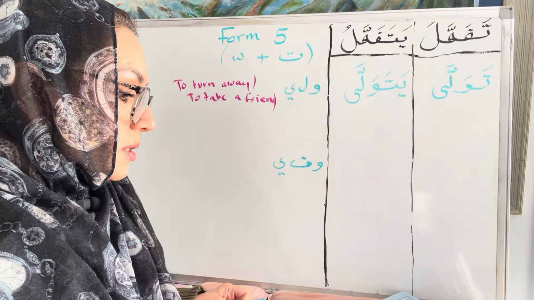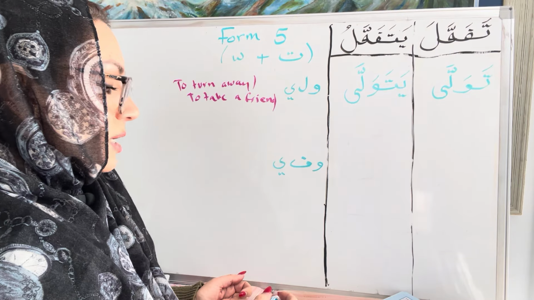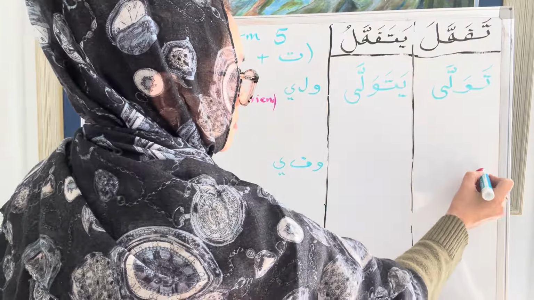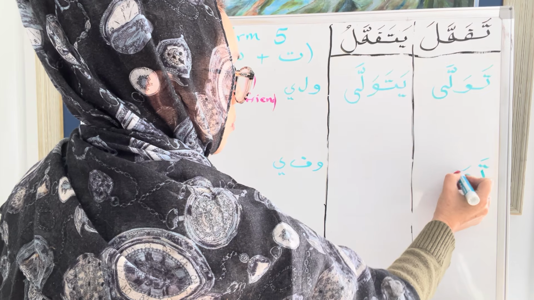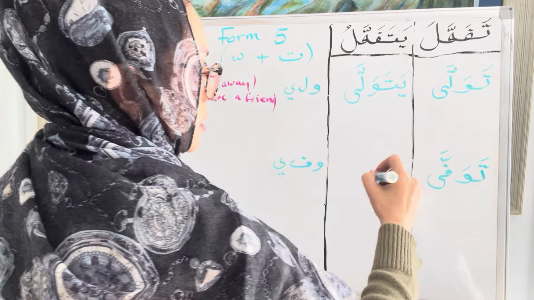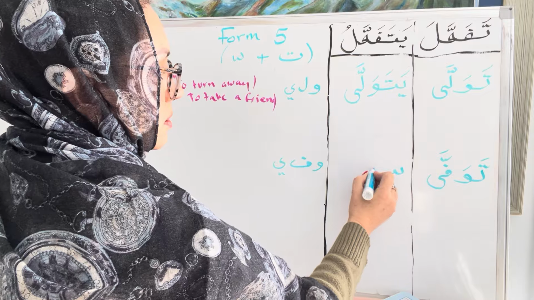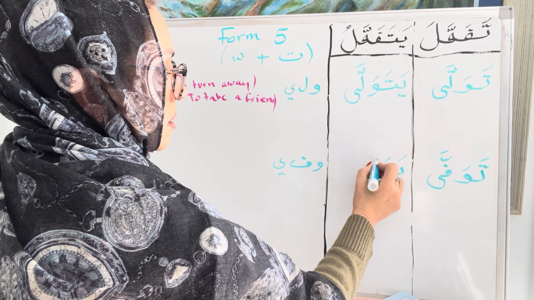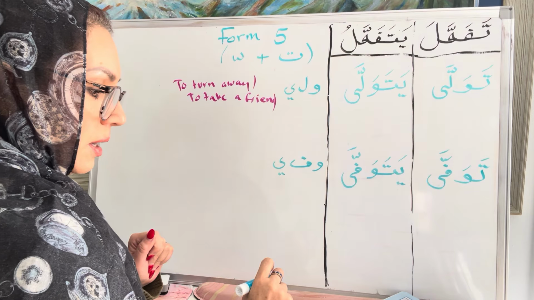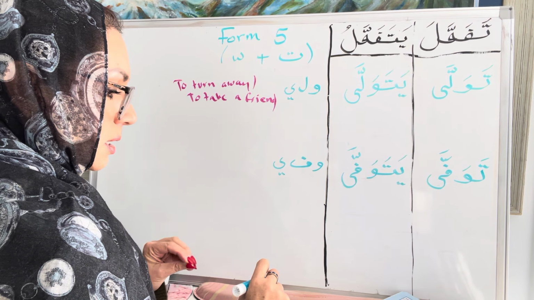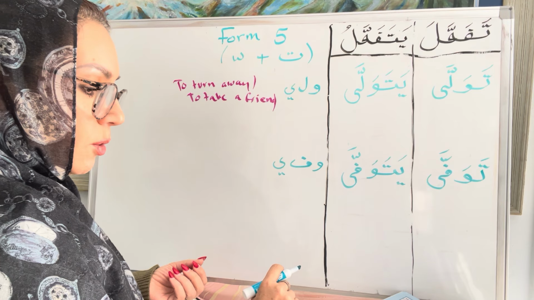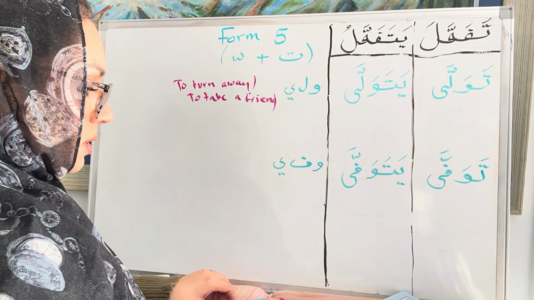The next one we have, we already gave the root, is wafaya, so it becomes tawaffa. Tawaffa. Yatawaffa. Tawaffa yatawaffa. This means to make somebody die, meaning like the word we have, faut, right? So that's what that means.